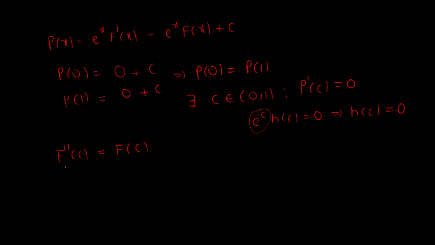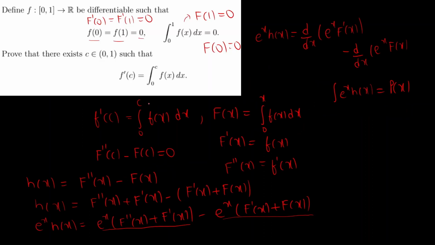Now I will write them in the original forms. I will get f dash of c is equal to integral 0 to c f of x dx. This was the result we needed to prove. Hope everyone understood. The idea is the same. We have just done reverse engineering, seeing the result. Now let's move on to the next problem.